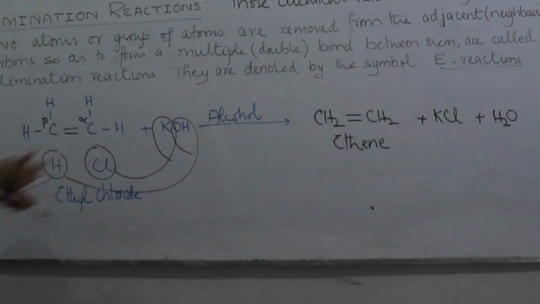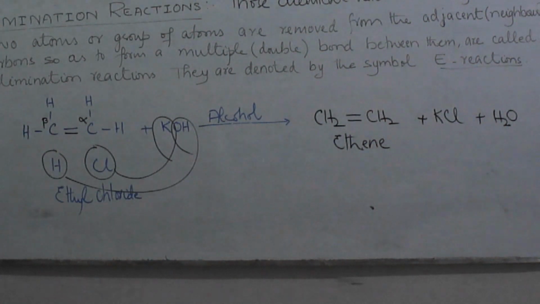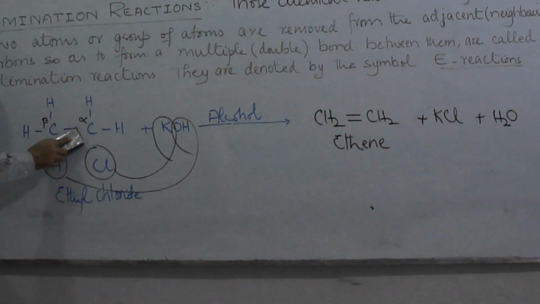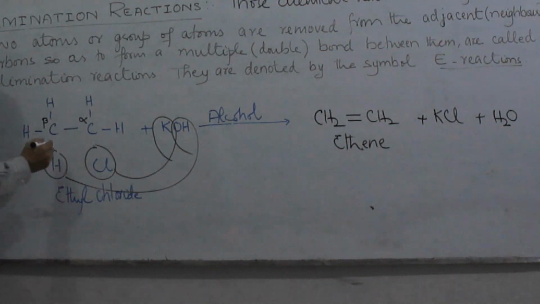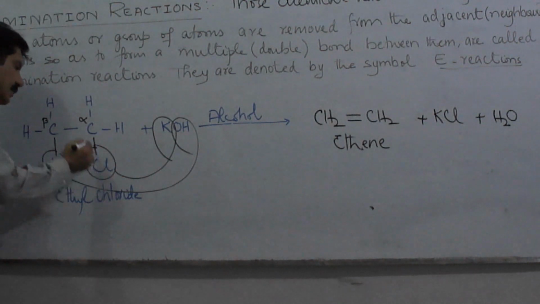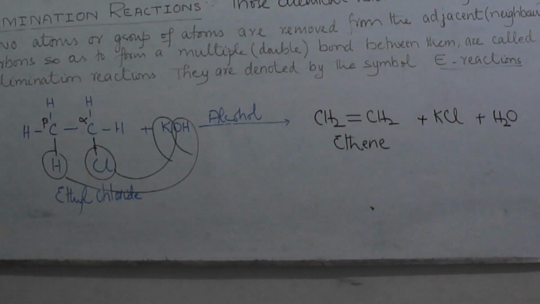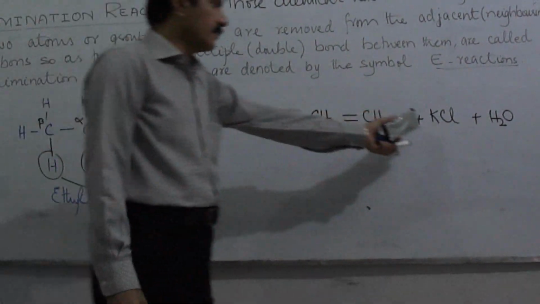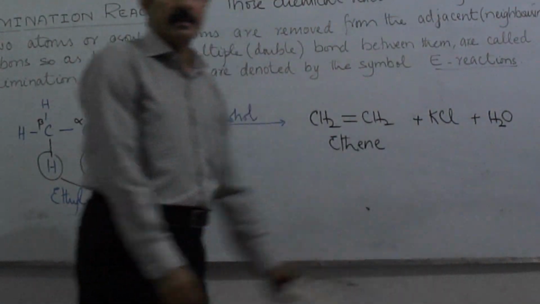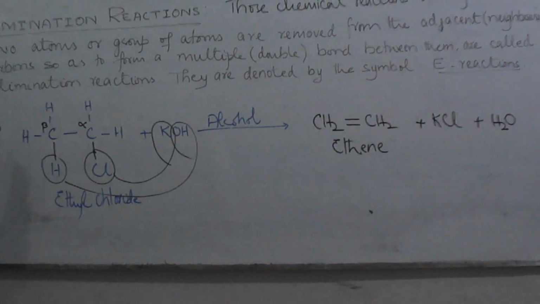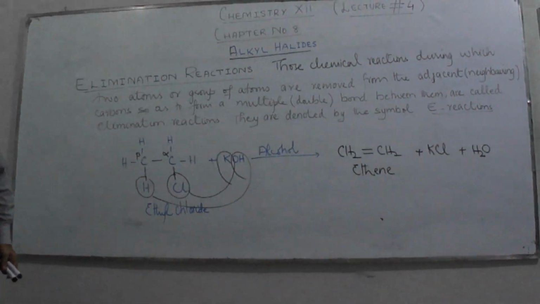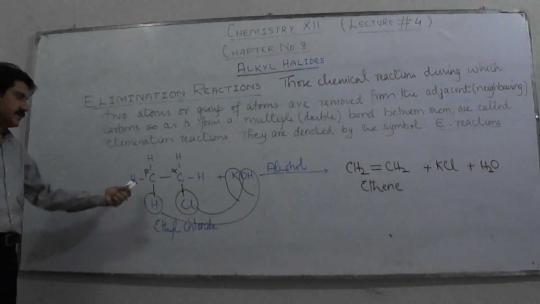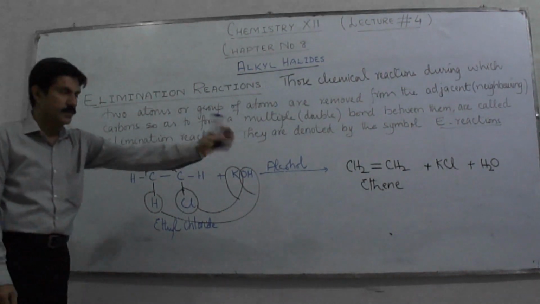So this is simply the elimination reaction by which we have removed the hydrogen atom from the beta carbon, halogen atom from the alpha carbon. As a result, we got ethene along with potassium chloride and water. So this is a simple example of elimination reaction by which ethyl chloride was converted into ethene.